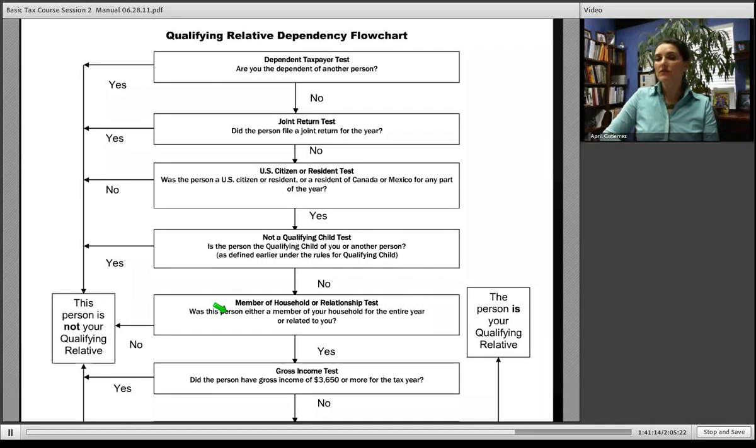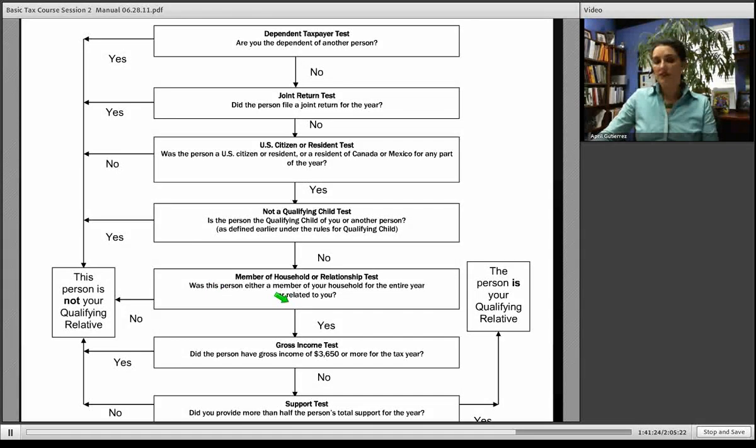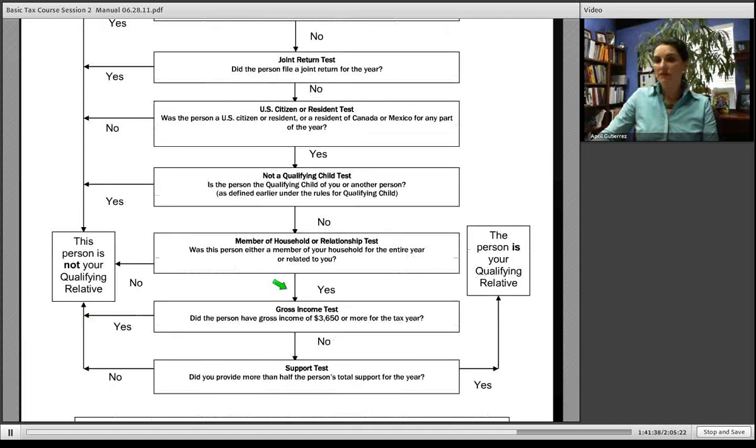Under the member of household or relationship test, a person who is related to you does not have to live with you at all. But if they are not related to you, then they must live with you as a member of your household for the entire year. If they pass that test, we move on to the gross income test. Did the person have gross income of $3,650 or more for the year? If they did, you are out and you cannot claim their dependency exemption, at least as a qualifying relative.